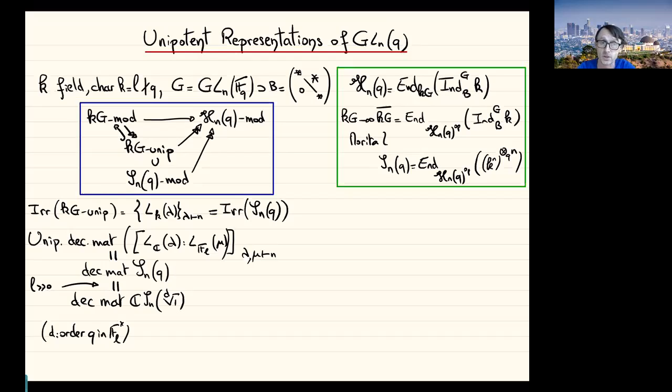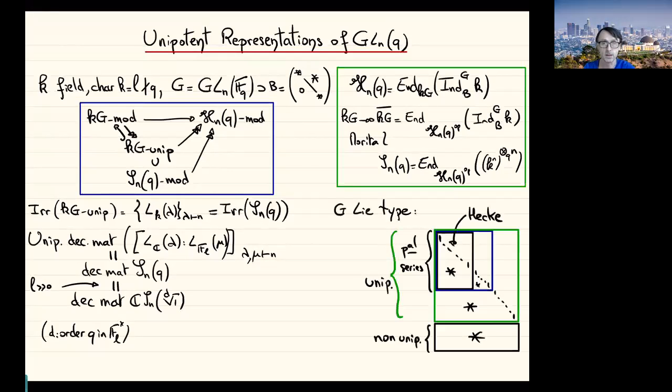And you can look at the decomposition matrix. You can think of L_C of lambda maybe as some version of a Specht module or Verma module. And so you can look at those multiplicities, and this is given exactly by the decomposition matrix of a q-Schur algebra in characteristic L. And if L is big enough, it's going to be the same as the decomposition matrix for the q-Schur algebra in characteristic 0 when you go to a d-th root of unity. So d now is the multiplicative order of q modulo L.